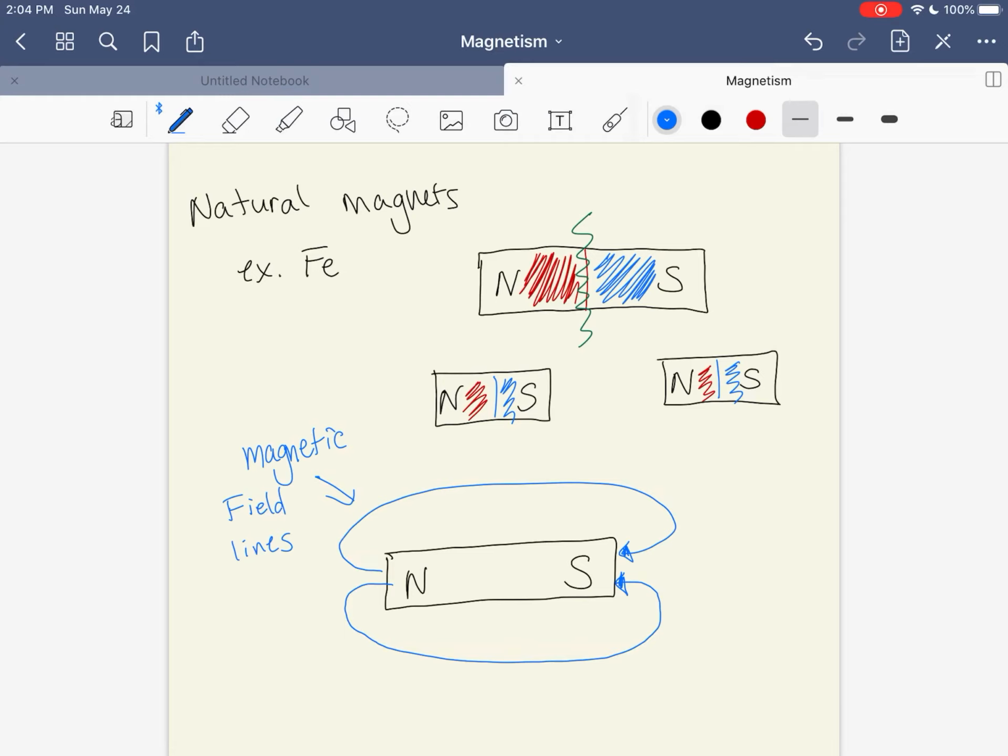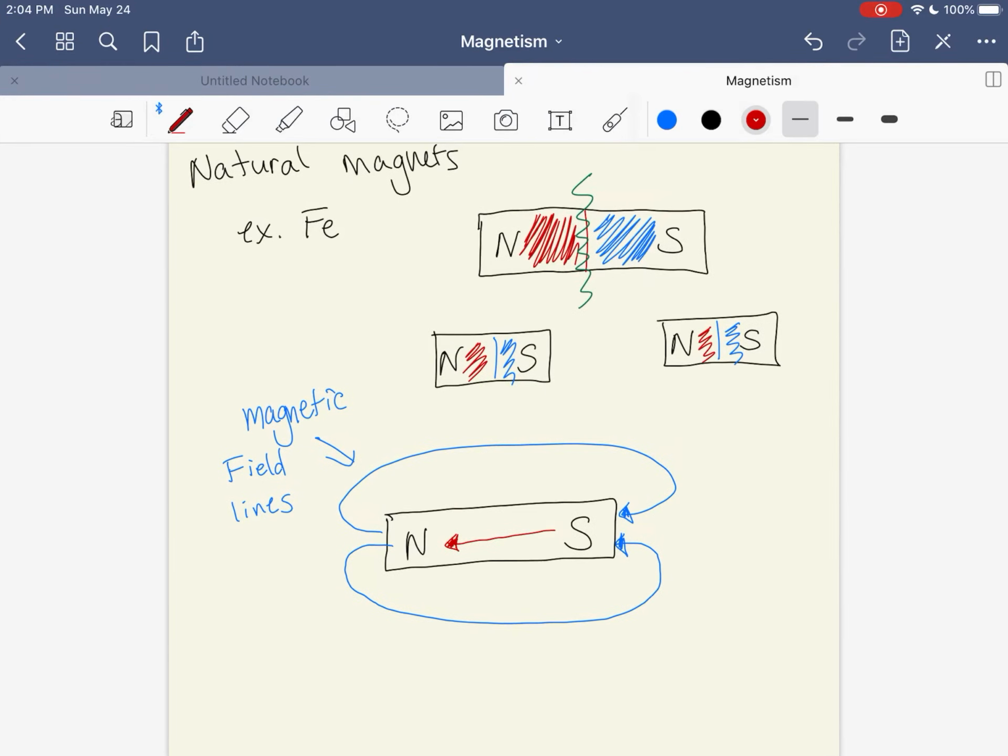This creates a sort of field around the magnet, and again, this is happening in 360 degrees. We're always coming out of the north pole and going back into the south pole. When we're within the magnet, our magnetic field lines go from the south to the north, because they have to travel within the magnet so that they can come out of the north pole and then go back into the south pole.